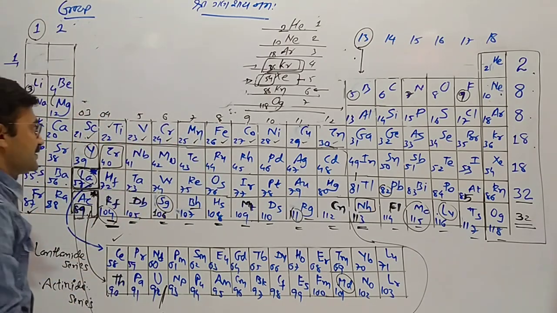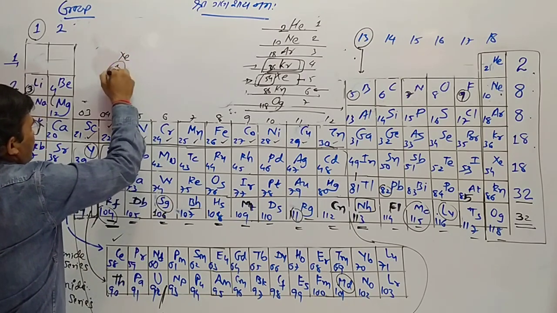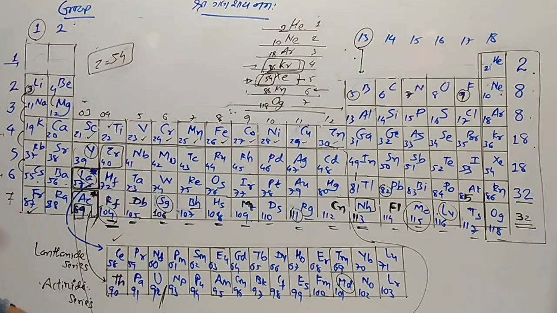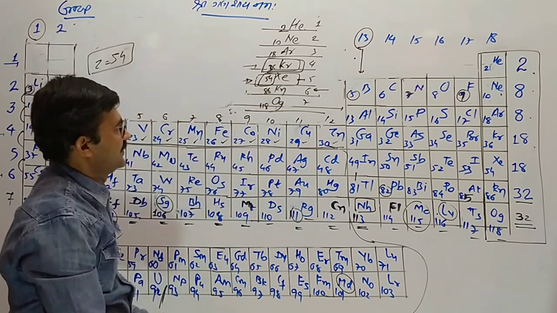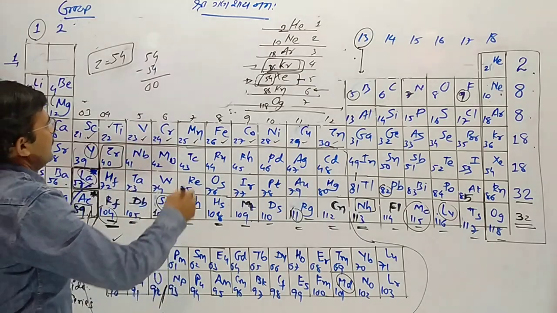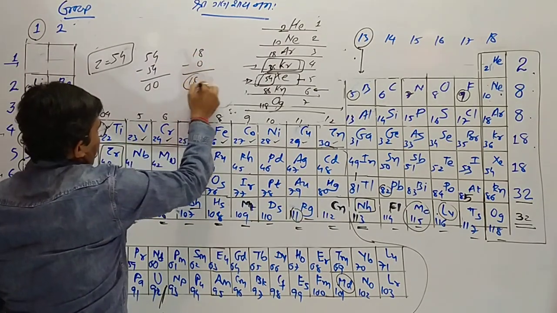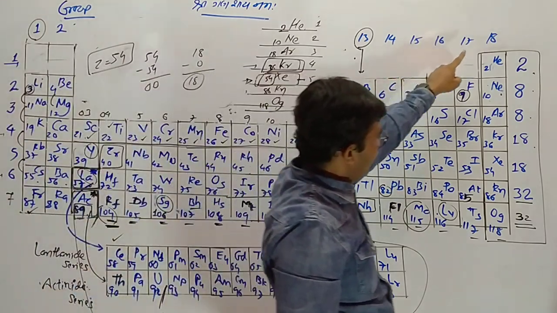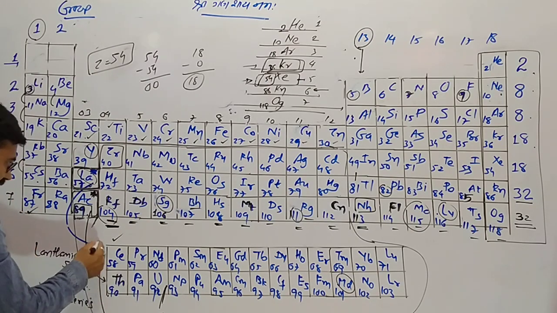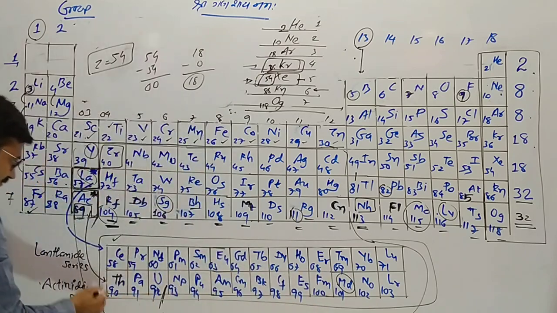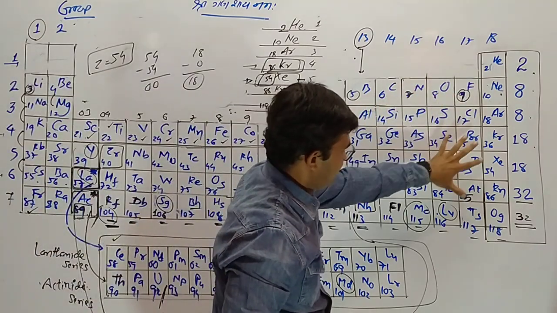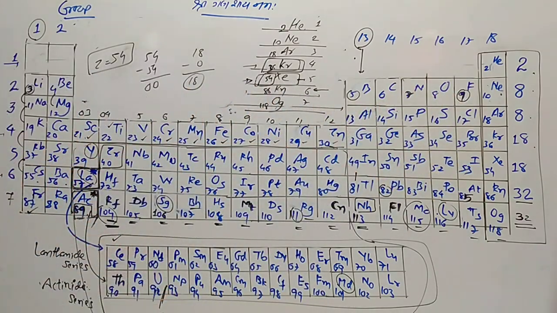Once again, suppose xenon is given. Suppose atomic number is 54. So no problem, the last one is xenon. So 54 minus 54 is 0. So 18 minus 0 should be 18. Yes, xenon is a member of group number 18. This trick is not applicable for these elements. Yes sir, this is a limitation. For all the other elements the trick is applicable, but for this it is not applicable.